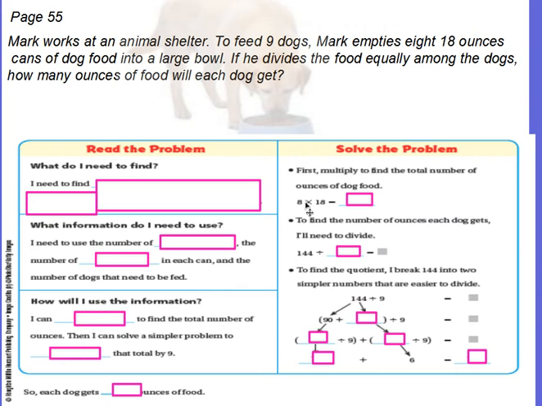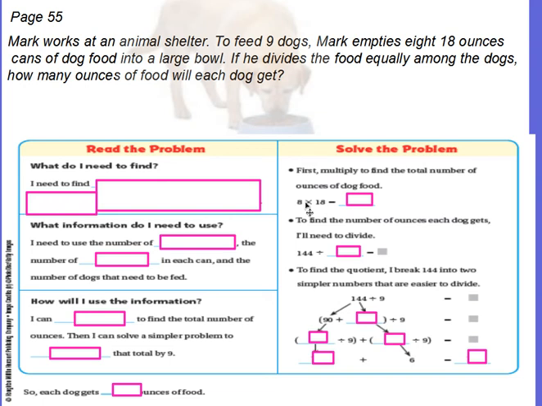So let's get started in 1.9, page 55. The story problem is Mark works in an animal shelter. To feed 9 dogs, Mark empties 8 18-ounce cans of dog food into a large bowl. He divides the food equally among the dogs. How many ounces of food will each dog get?